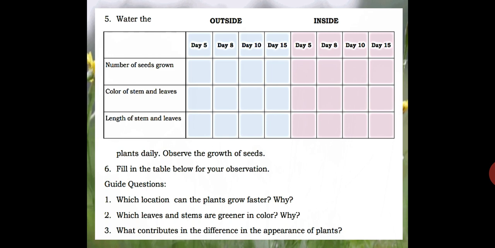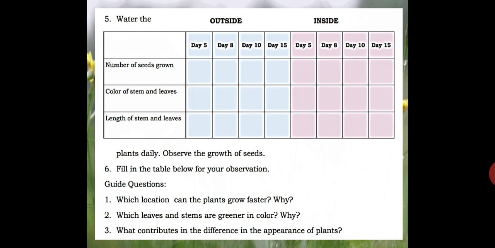So, kayo ay magbibilang ng araw hanggang day 15 para ma-determine nyo ang difference between the seeds that is being put on the pot that is placed outside and on the pot that is placed inside. So, mag-start kayo sa ating day 5. Huwag naman araw-araw kasi parang hindi masyadong malaki ang development na makikita nyo kung araw-araw. So, mag-start sa day 5 and then day 8, day 10, and day 15 para doon sa plants or pot that is being placed outside.